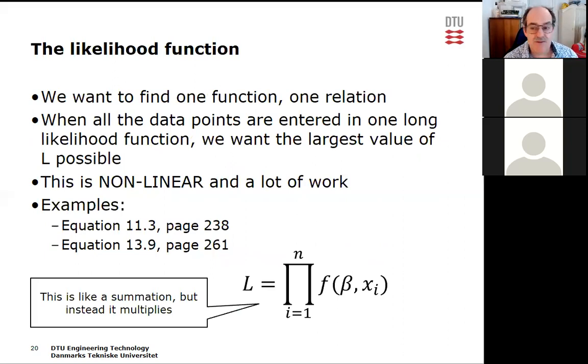So this is the likelihood function. And this symbol, if you've never seen it before, is like a summation, but you're not adding things together. You are multiplying. This symbol says, take the first one, multiply it by the second one, multiply it by the third one, multiply it by the fourth one, and keep on doing this until you get to the last one, until you get to n. So it's a string of all these terms multiplied together. That is a likelihood function.